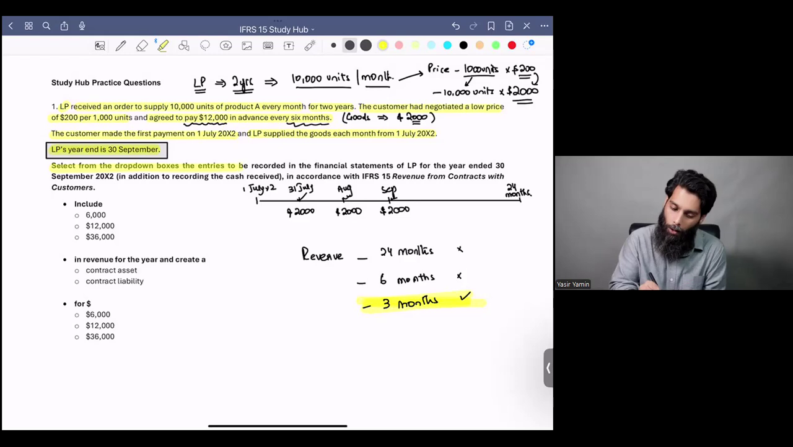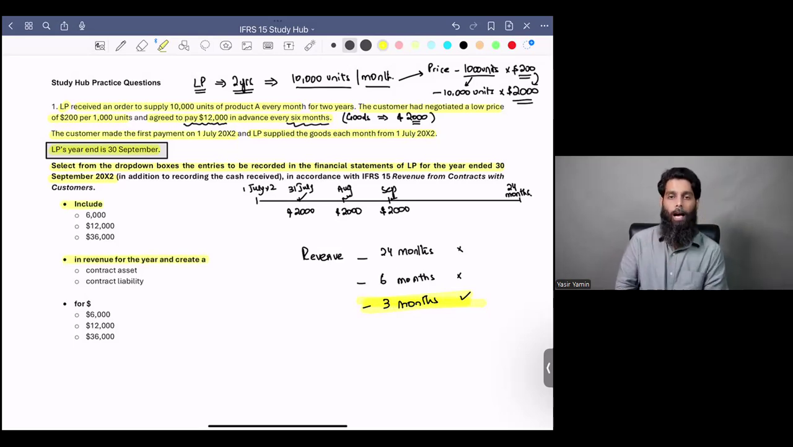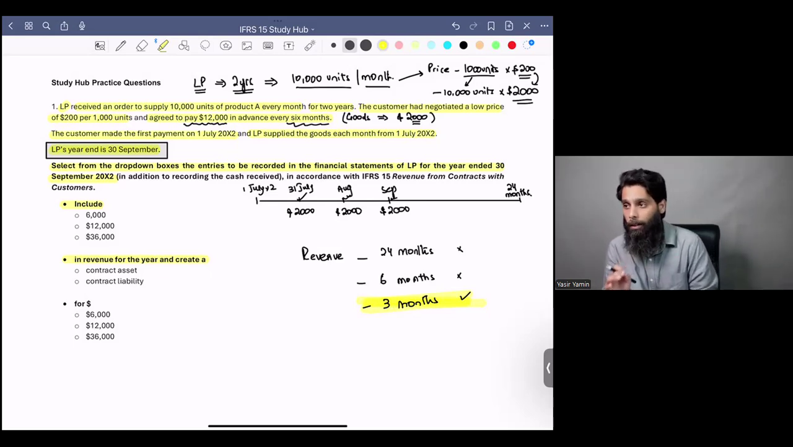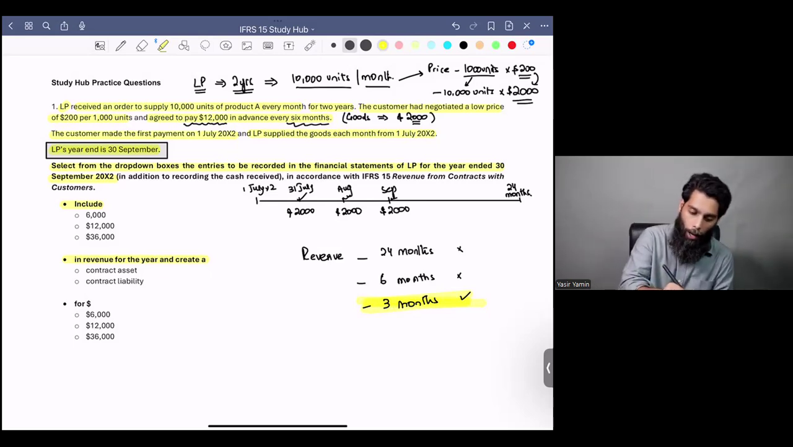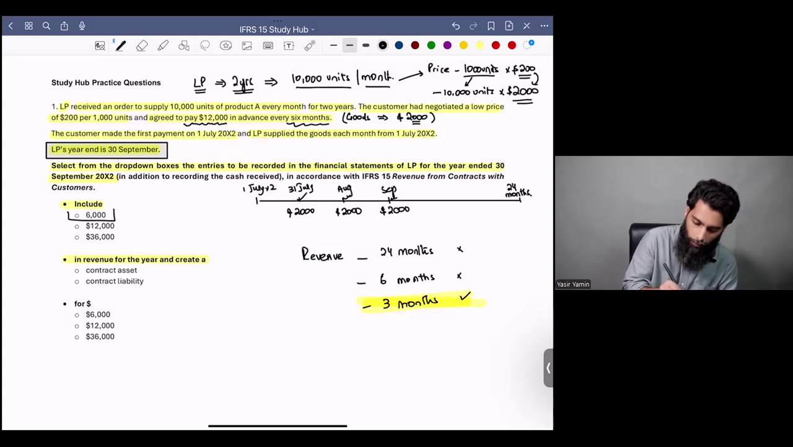All right. So now here comes the question. Select from the drop-down boxes the entries to be recorded in the financial statements for the year ended 30th September X2. I mean, you need to answer me. I should include dash amount in revenue. The amount that I should recognize in revenue should be, if anybody could tell me, 6,000, 12,000 or 36,000? Yes, guys. Very good. It is 6,000.